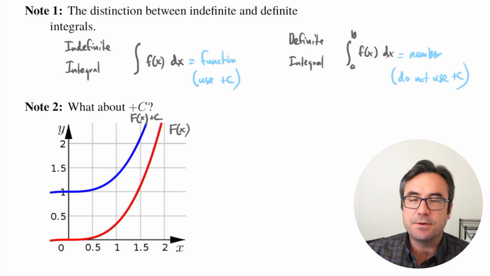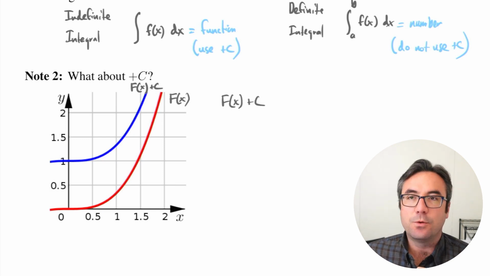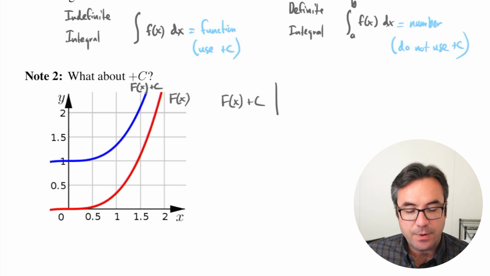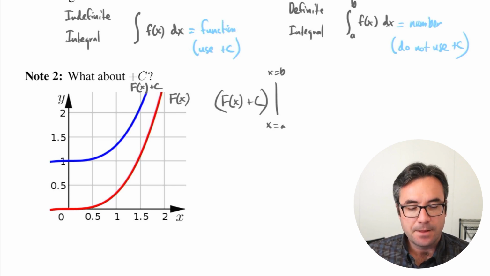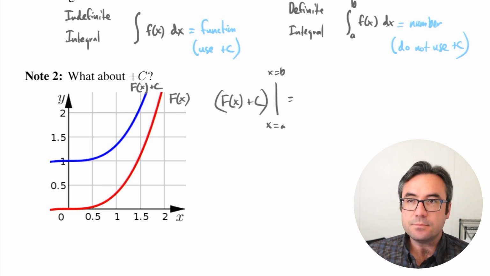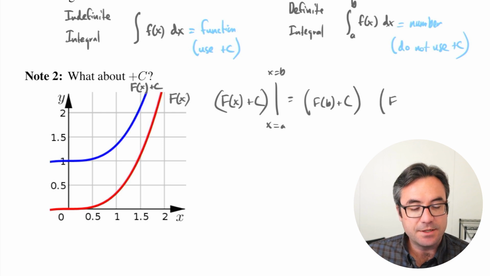And let's compare what would happen if we took the one with plus c and evaluate it from x equals a to x equals b. So let's take that antiderivative with the plus c at the end, and let's see what happens when we plug in b and a. Well, when we do that, top number goes in first, so we would end up with F of b plus c.